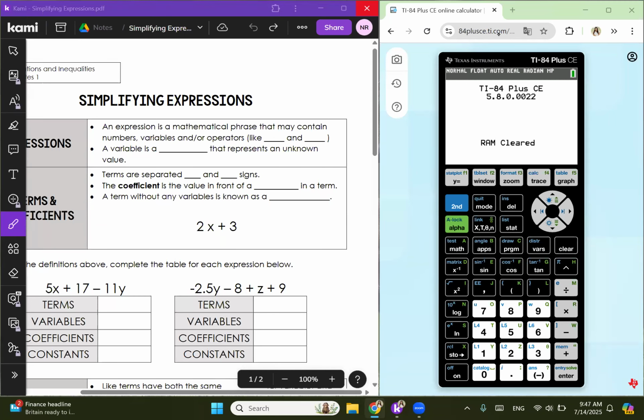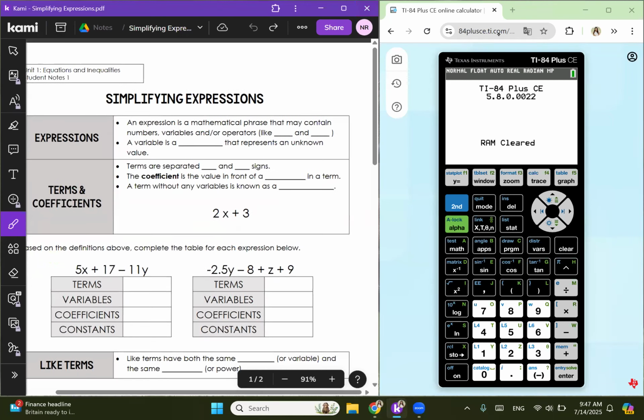Hey guys, today is the very first lesson of the year. We're going to be going over simplifying expressions. So let's start off with what is an expression.